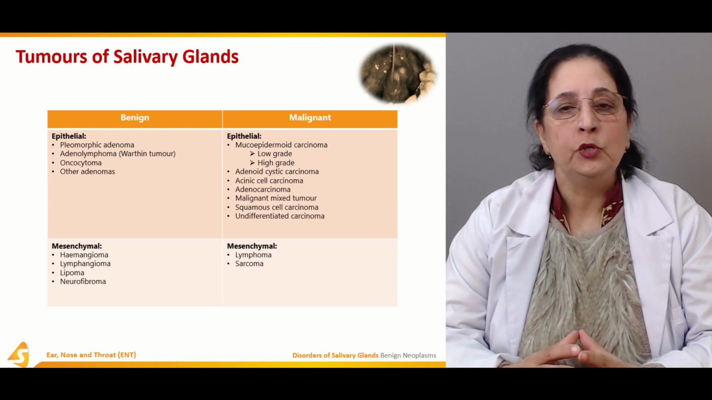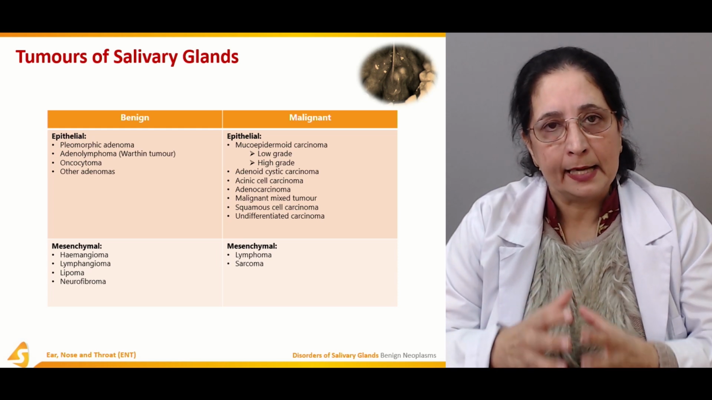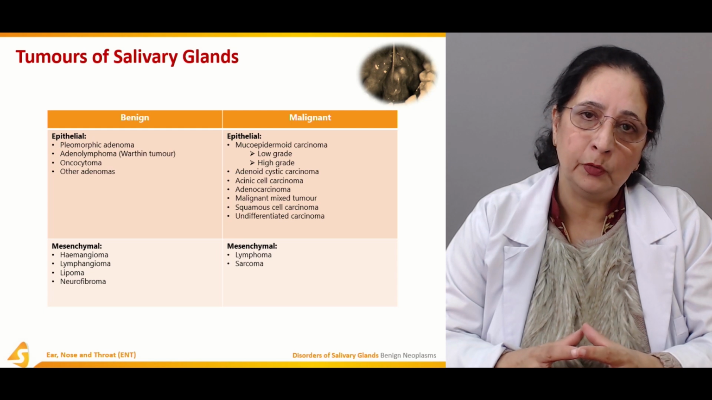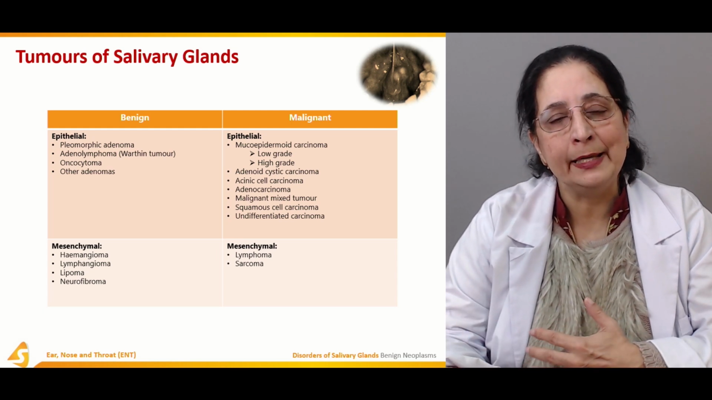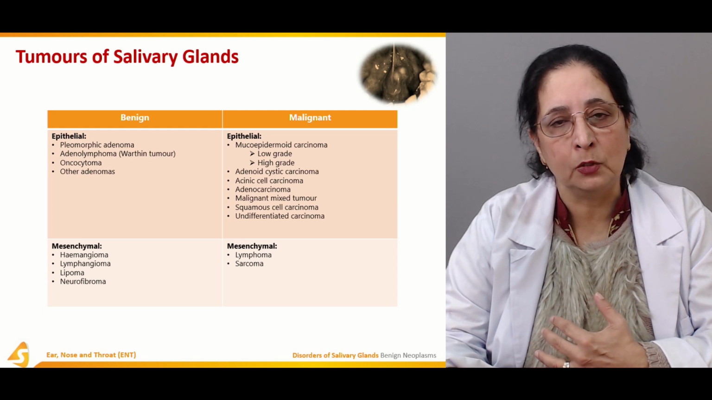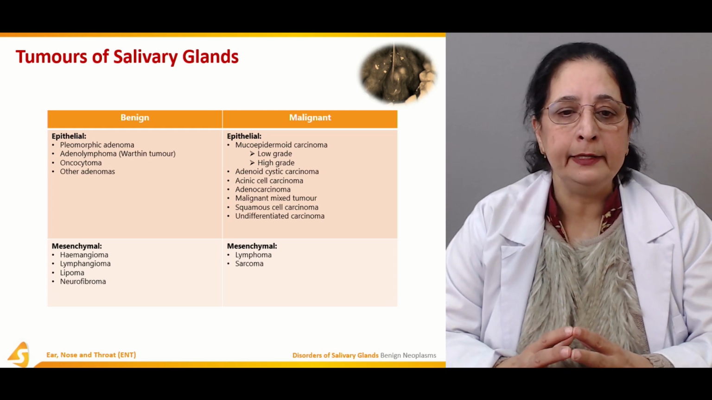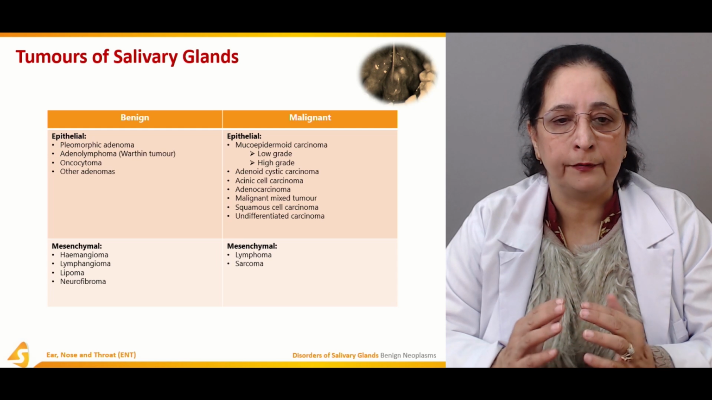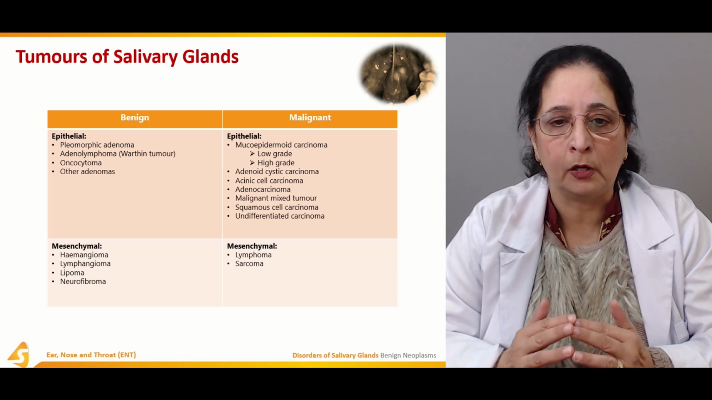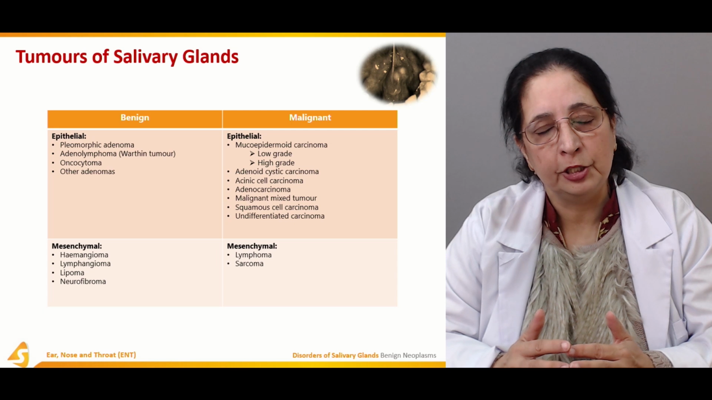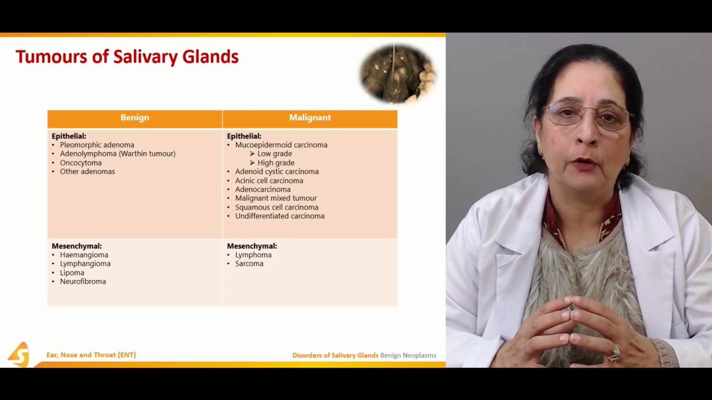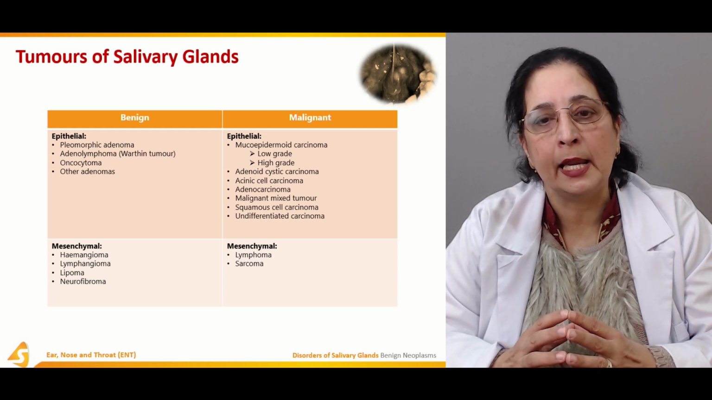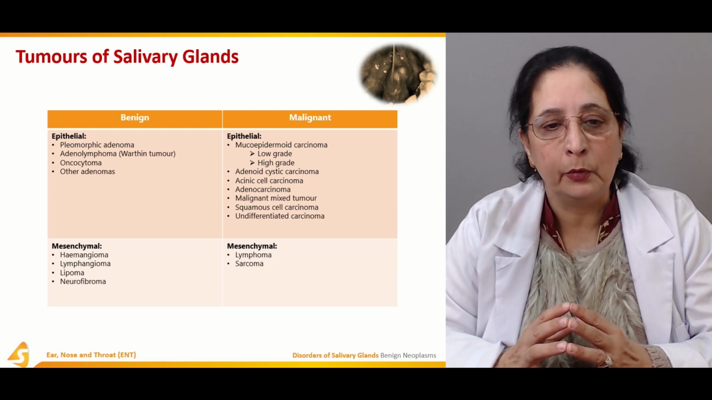So first, the tumors of the salivary glands. We have the benign neoplasms, which we will talk about in this section, and then we have malignant neoplasms also. The benign neoplasms are of epithelial origin or mesenchymal origin. Similarly, the malignant neoplasms will be of epithelial origin and mesenchymal origin.